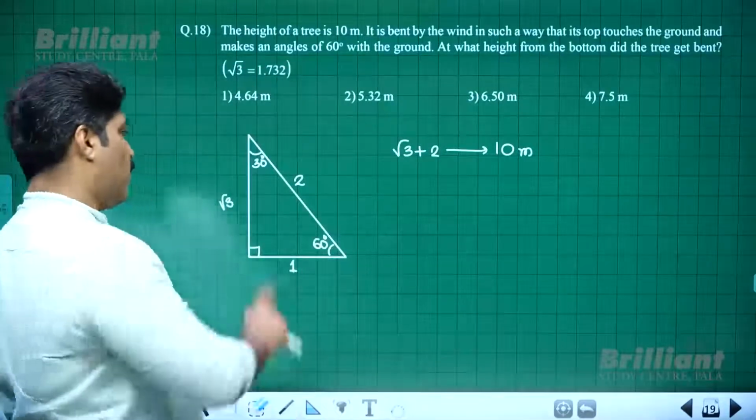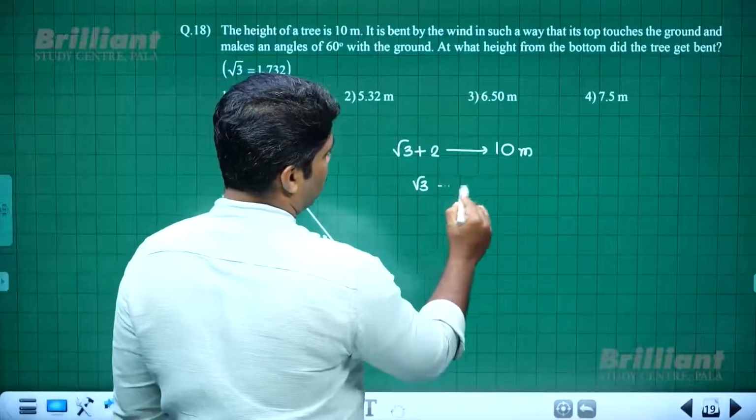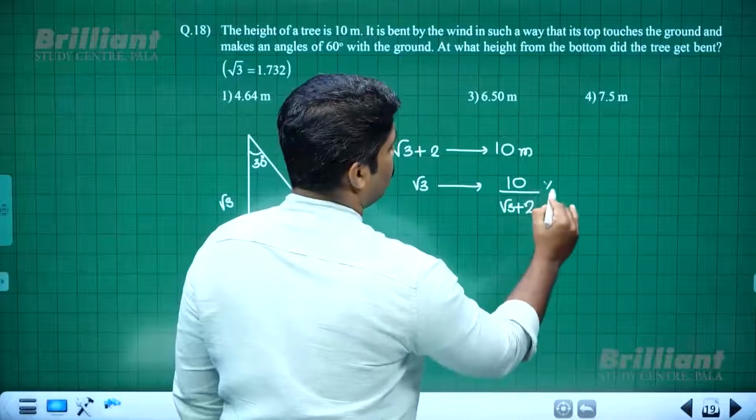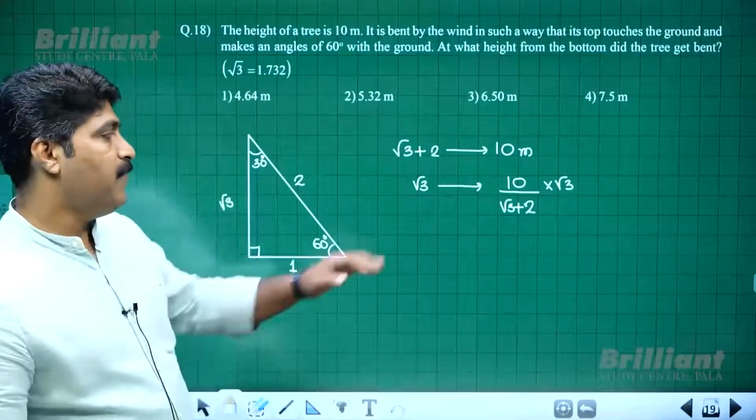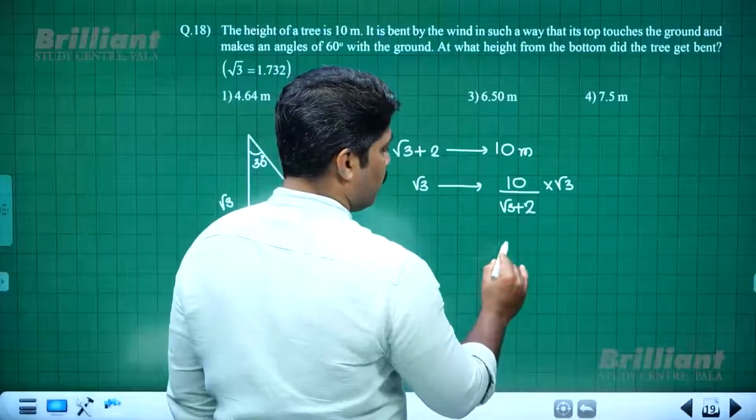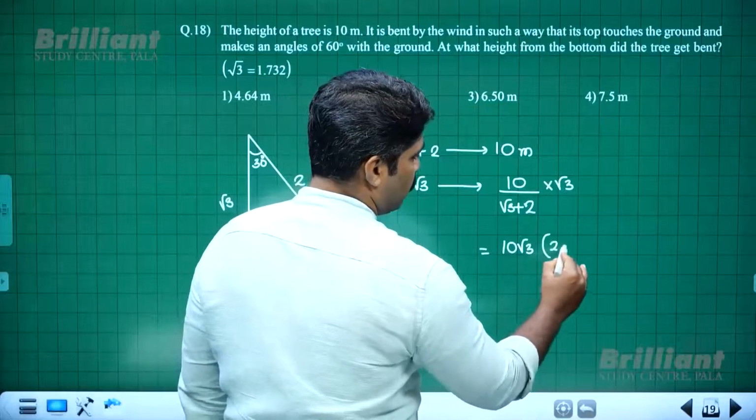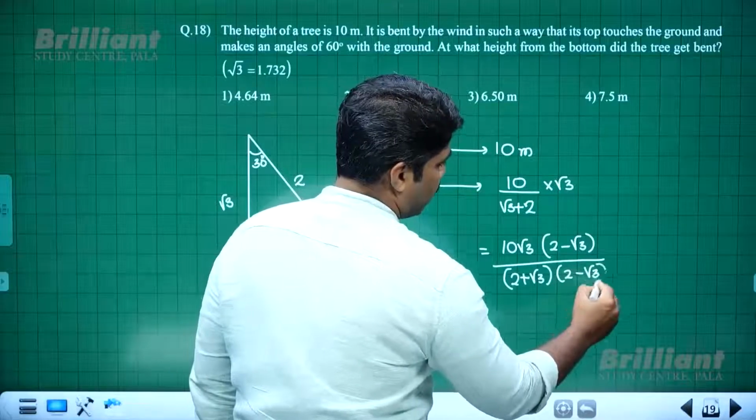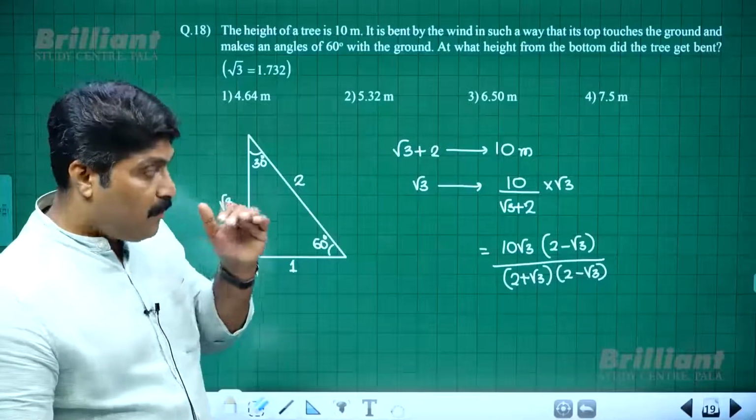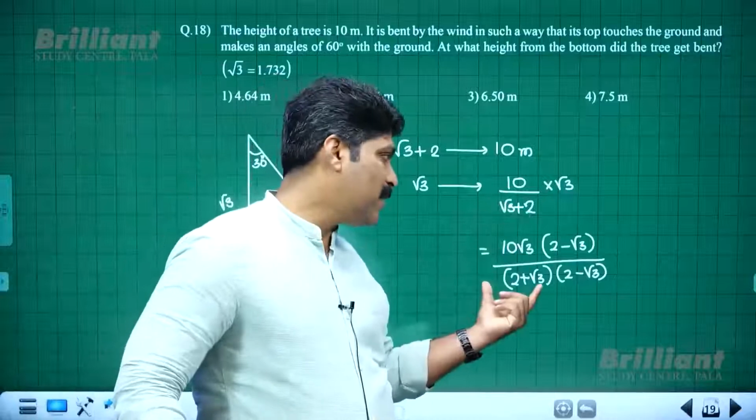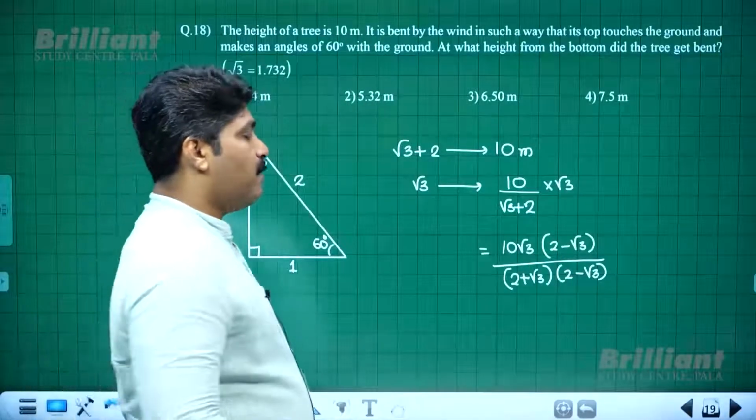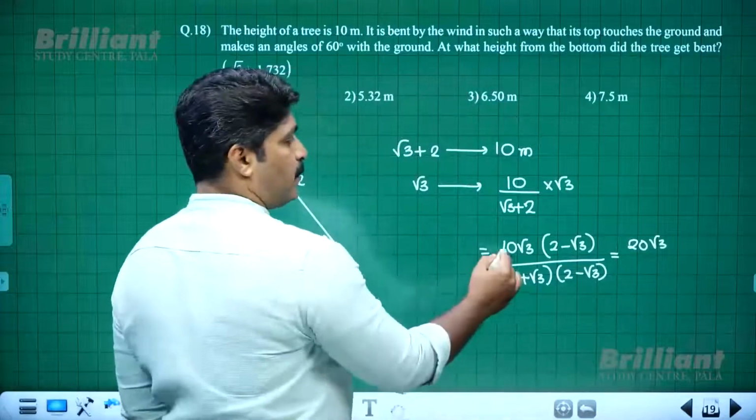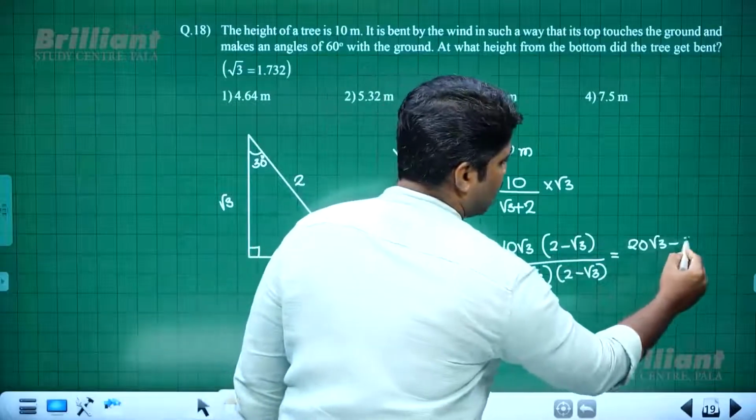Got it? So therefore, what is root 3 that we have to find out? How can we find this? This is 10 divided by root 3 plus 2, into root 3. Clear? Just simplify it. If you are doing the rationalization process here, this will be equal to 10 root 3 into 2 minus root 3, divided by 2 plus root 3 into 2 minus root 3. We are multiplying the numerator and denominator by the conjugate of the denominator. For avoiding the negative steps in both the places, I am writing it in the reverse order, that is 2 plus root 3, then its conjugate as 2 minus root 3. While simplifying these values again, this is 20 root 3, so 2 into 10. And this will be equal to 10 into root 3 minus 30.